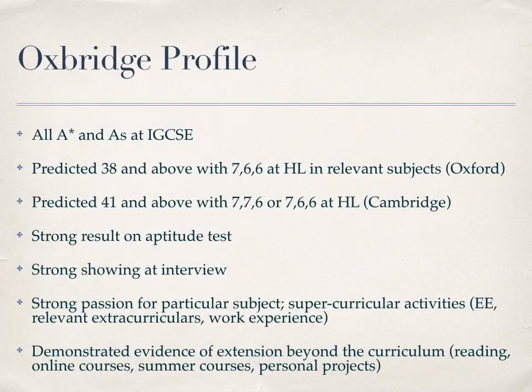And this is the typical Oxford-Cambridge profile. As you can see, it is very much academic criteria, and then all about passion for the subject, supercurricular activities, what you've been doing that is related to the subject you want to study, as well as demonstrated evidence of extension beyond the curriculum. Read, read, read, read, read. Take online courses, summer courses, personal projects. But first things first, you have to make the entry requirements, if not exceed them, in order to be considered.